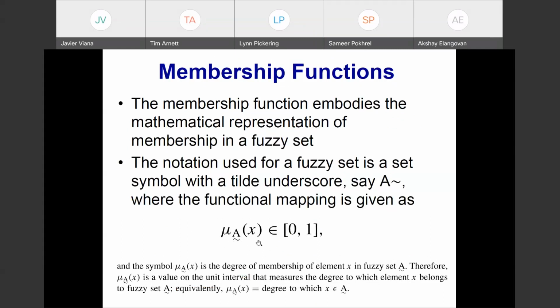But anyway, what this notation is saying right here is this is the degree of membership, mu, of element x in fuzzy set A. So it's a value on the unit interval between 0 and 1 that measures the degree to which element x belongs to fuzzy set A.